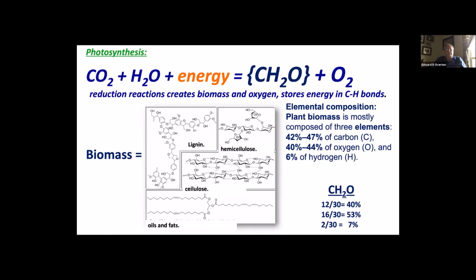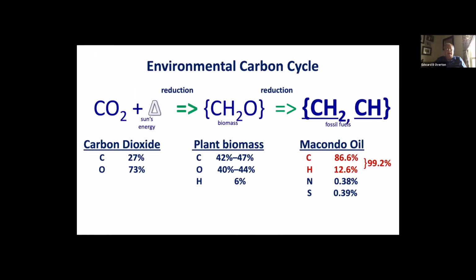Some of that biomass falls to the bottom of the oceans or is buried in the earth, and over millions and millions of years, it gets converted again. As this slide shows, we go from biomass into fossil fuels. Fossil fuels meaning oil, natural gas, coal, peat, all kinds of things like that. Specifically, we're going to be talking about oil and oil spills.